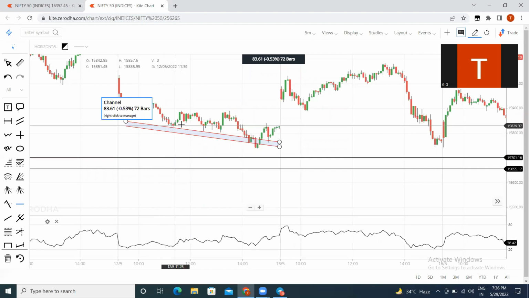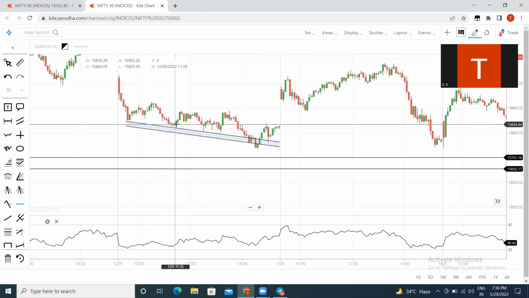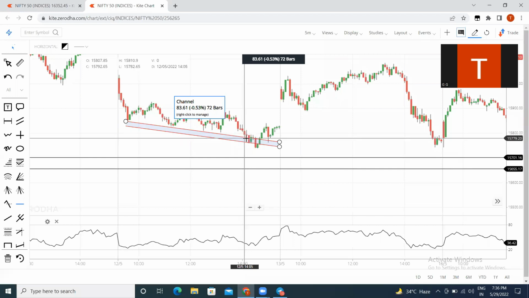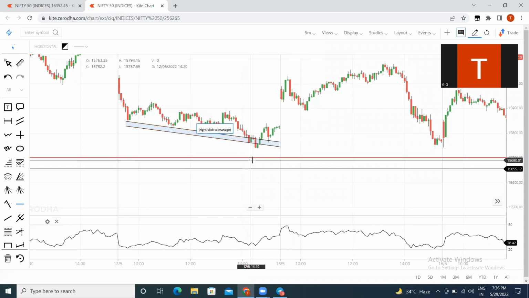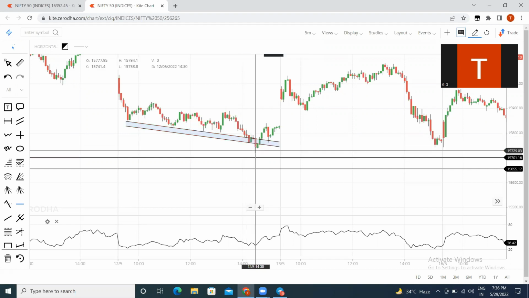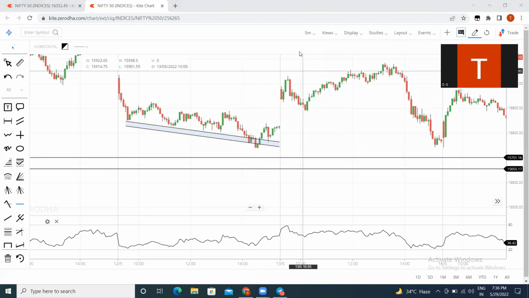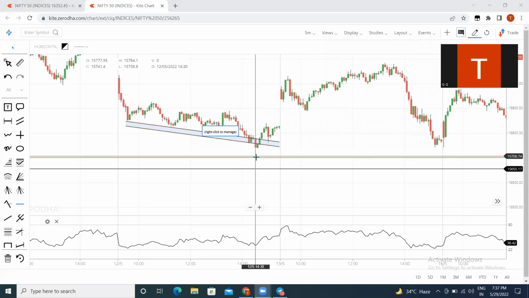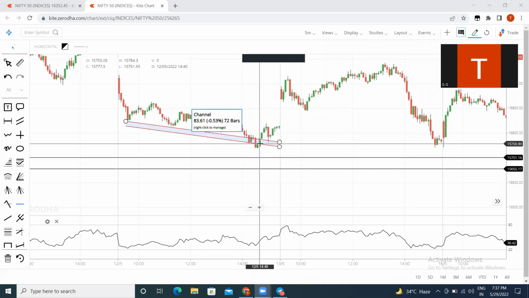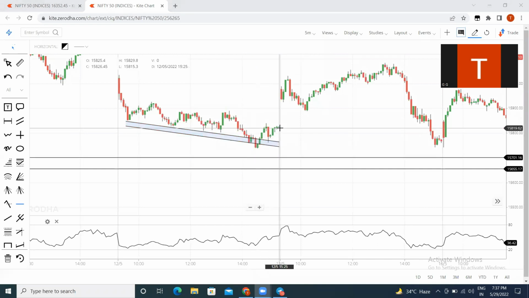So, if I take this trade here somewhere at 11:25, by 2 o'clock, this 15,700 had lost 80% of the value. So even when it actually broke down this trend line, by that time I had already booked my 90% premium. So I was not worried. But eventually it went up and it closed above this level. So all these puts became zero.